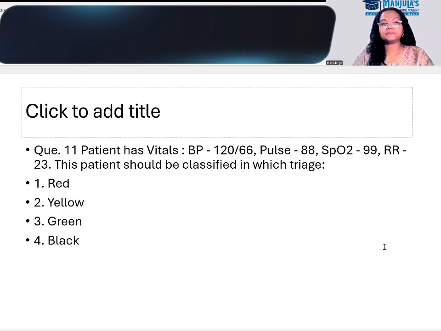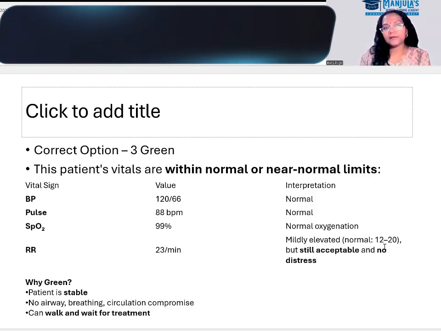Next question is, patient's vitals show that BP is 120 by 66, pulse is 88, SpO2 is 99, and respiratory rate is 23. So this patient should be classified in which triage? Red, yellow, green, black. So here the question is about triage. Triaging is also another important topic which you should remember. So all the vitals are given and they are asking under which triage or which color code you will designate the patient. It is green.